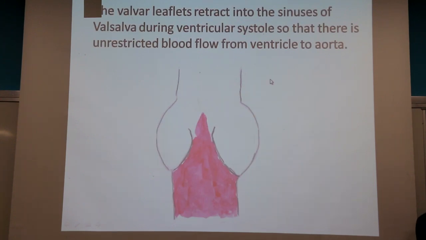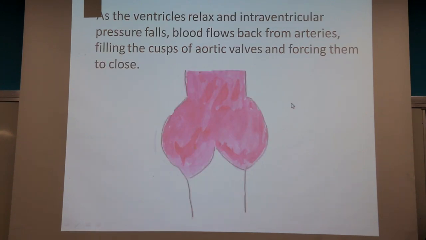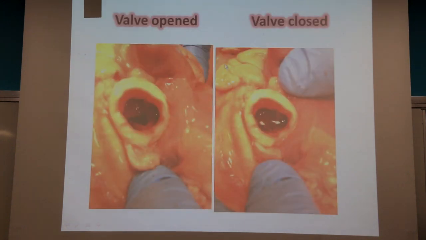The valvular leaflets retract into the sinus of Valsalva during ventricular systole, so that there is unrestricted blood flow from the ventricle. So blood will go from ventricle to the aorta, but never back. As the ventricle relaxes and the intraventricular pressure falls, blood flows back from the artery, filling the cusps of the aortic valve and forcing them to close. So never back. Here is the valve opened, valve is closed. Okay? It's closed by the fluid I put in here. The water I put in here forces the valve to close.